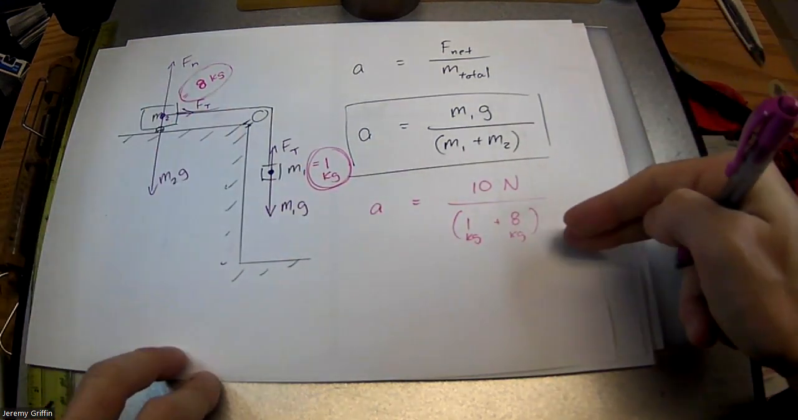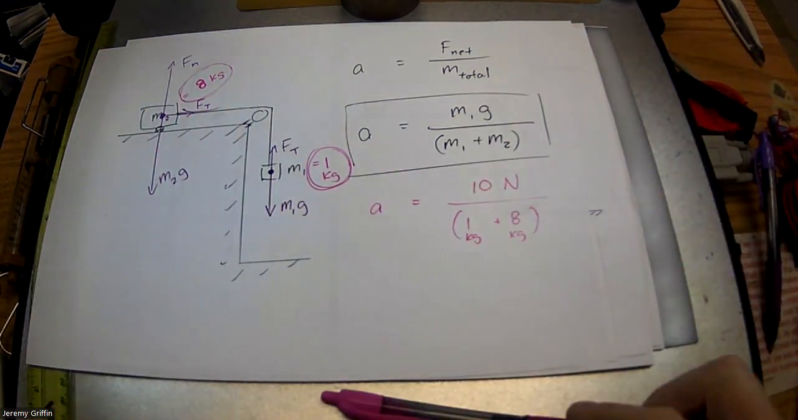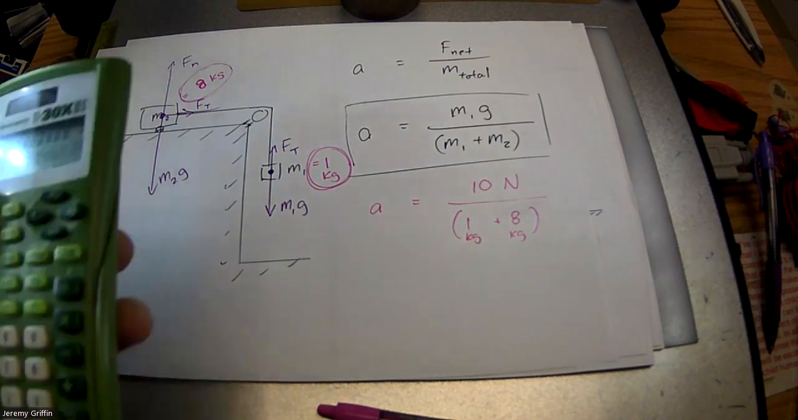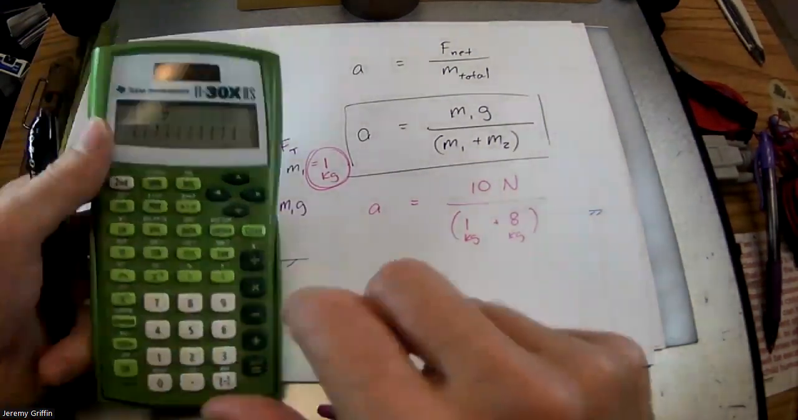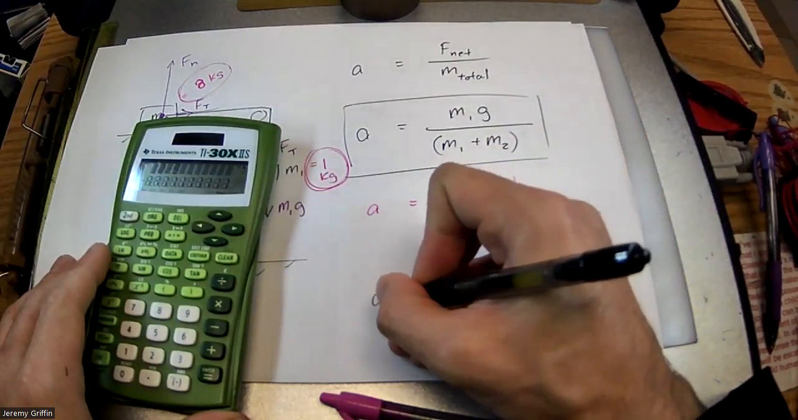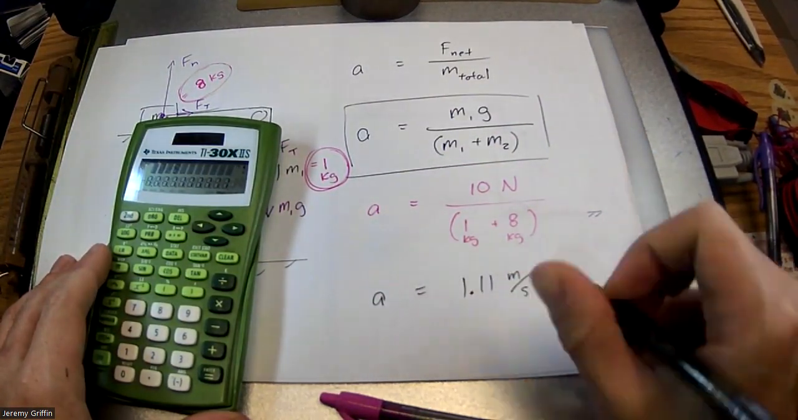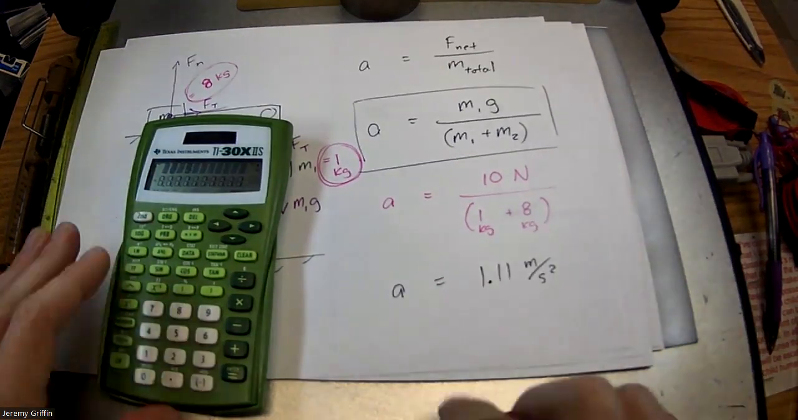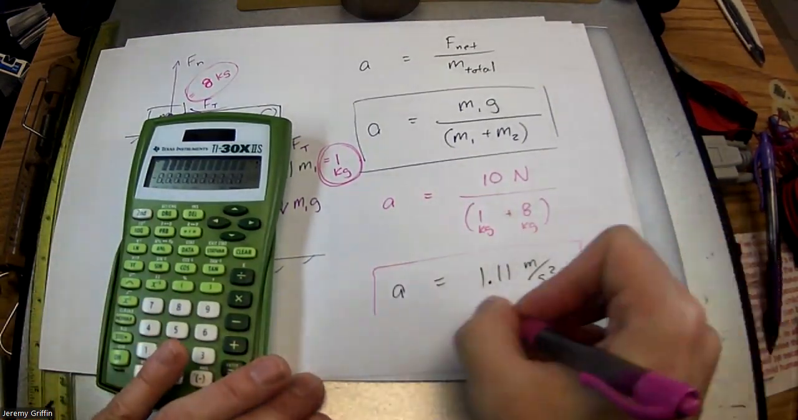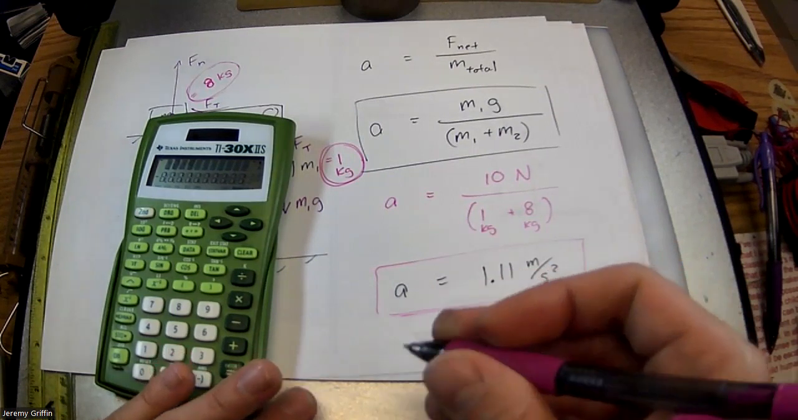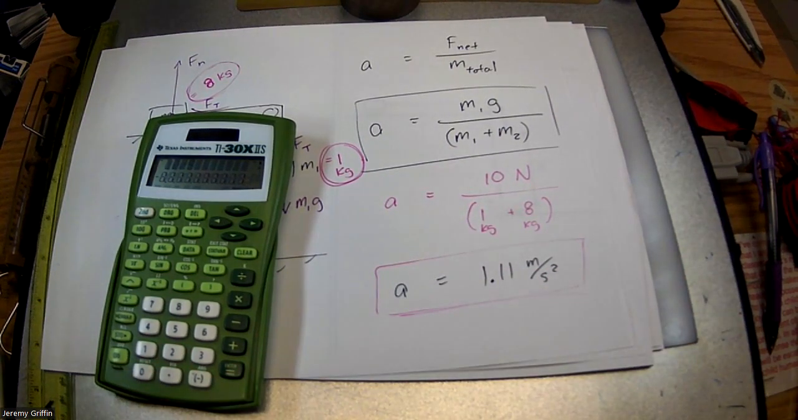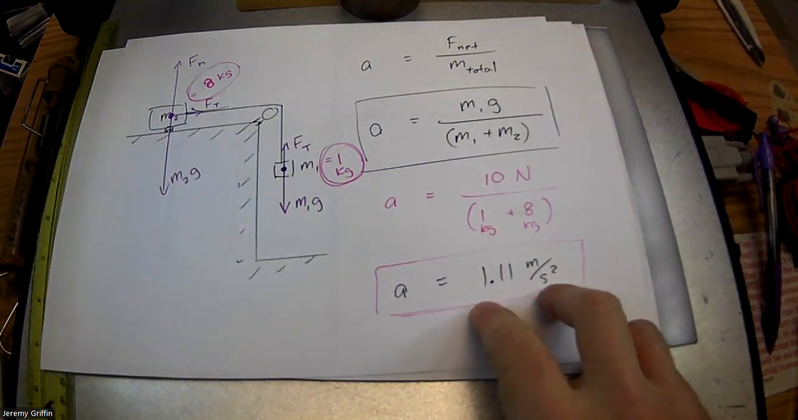Newtons per kilogram, that's the same thing as meters per second squared. So what is 10 over 9? That's 1.11. Acceleration is 1.11 meters per second squared. Boom. So that's specific to those numbers. All right, retire that peak pen. I've got more peak pens.